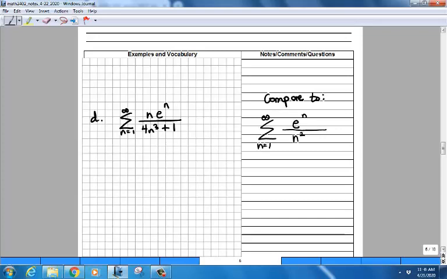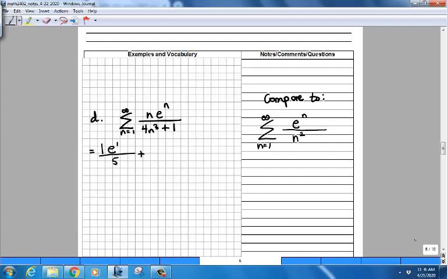So here my series is n times e to the n over 4 n cubed plus 1. Looks really weird, right? What in the world is happening to this series? So these have very complicated terms. You can write out a few of the terms if you want to. Let's see, what would they be here? If n is 1, you get 1 times e to the first power over 4 times 1 cubed plus 1, so that's going to be 5. So the first term of the series is e over 5.